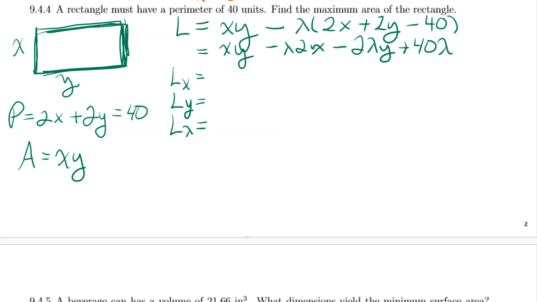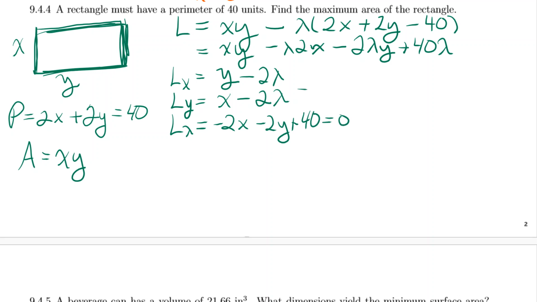Ooh, so this is interesting. So for this first term, when I do the x derivative, I'm going to get a y, because I'll derive the x and get a 1. And then a minus 2 lambda, and then nothing else has an x in it. And for the y partial derivative, I'm going to get just an x, and then again a minus 2 lambda. And then for my lambda derivative, I'll get nothing off that first term. I'll get a negative 2x, a negative 2y, and a plus 40.